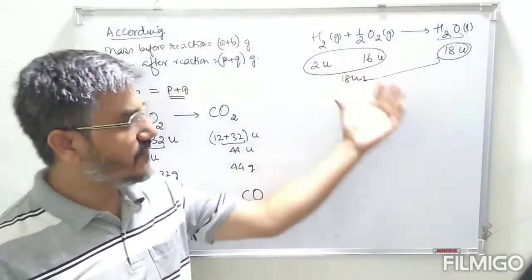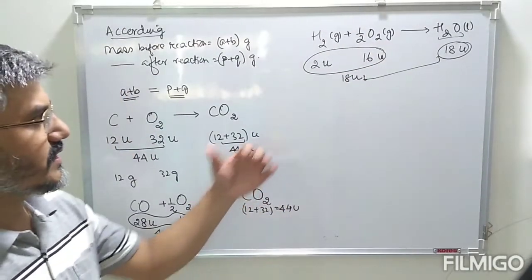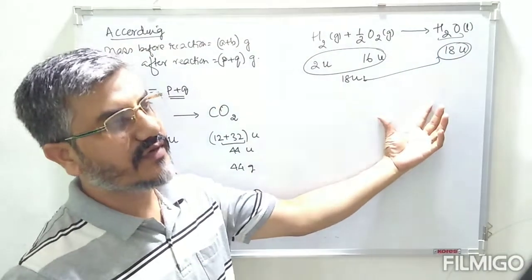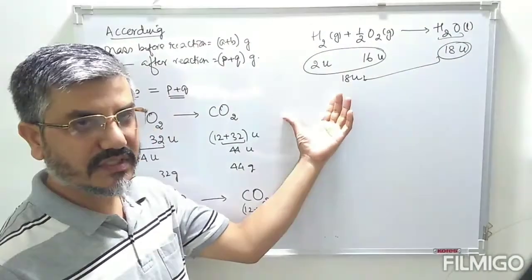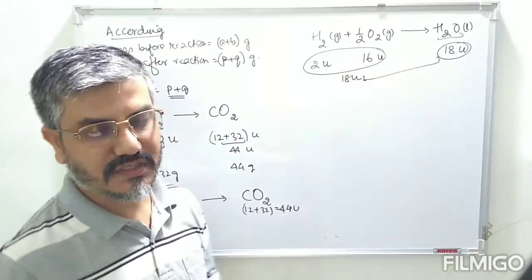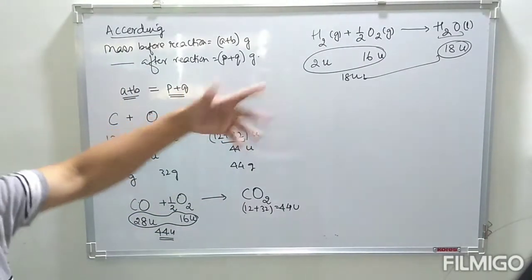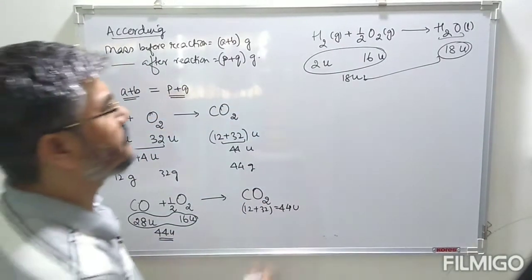So whenever we have the balanced chemical reaction, there is always conservation of atoms. Whenever there is a conservation of atoms, mass before the reaction and mass after the reaction has to be conserved. So this is what we call as conservation of mass. Take one more example, look at this.